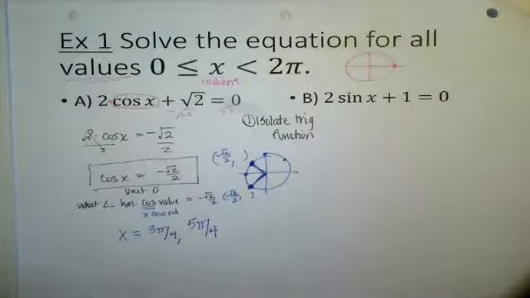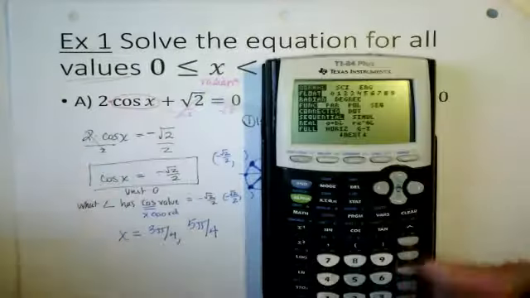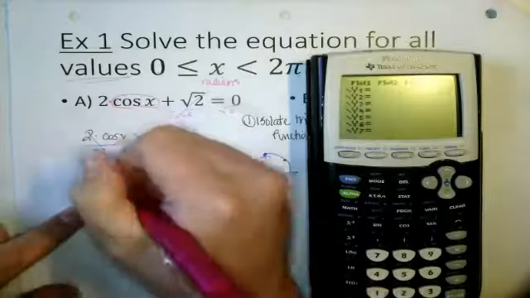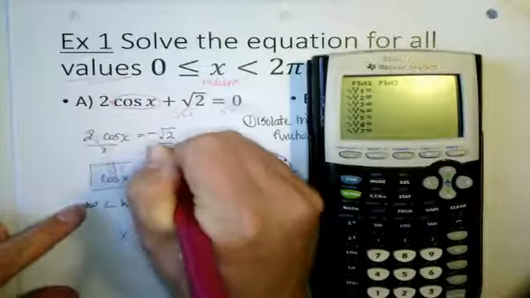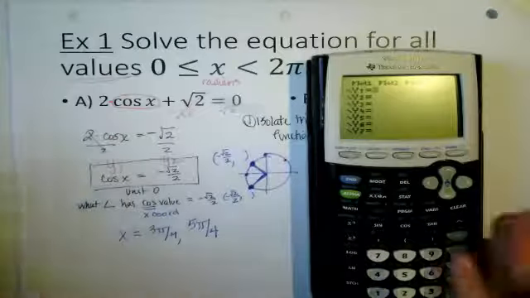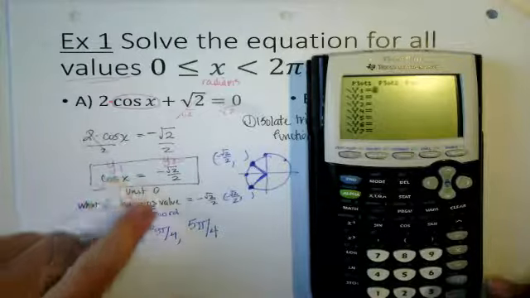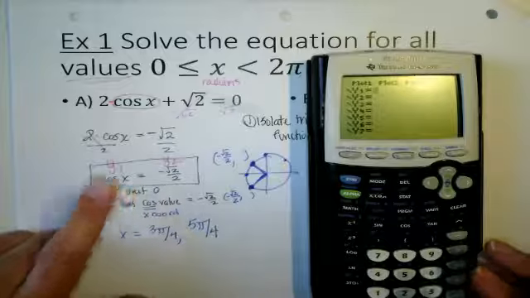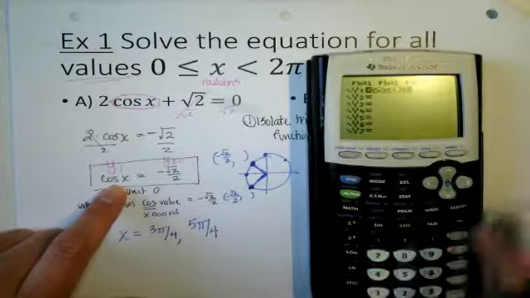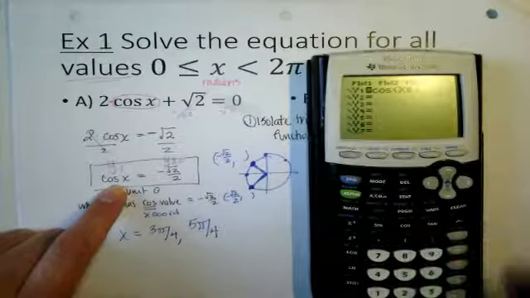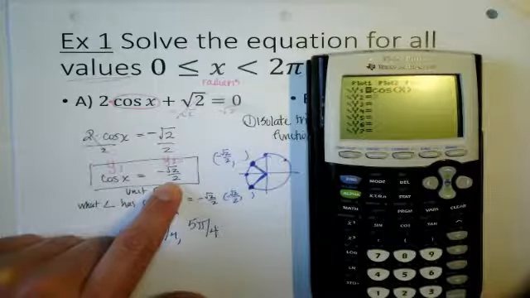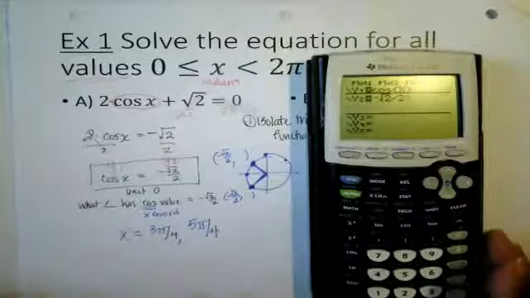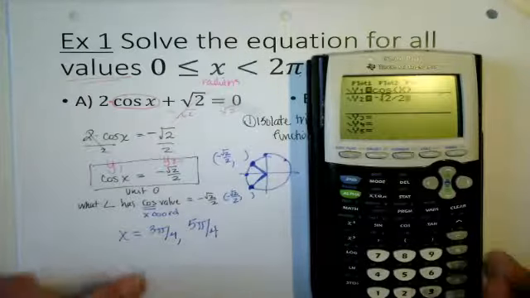So how do we know if we did it right? If you're in radian mode, once you get to this point, you can always use your calculator to double check. We're going to do this again later in degree mode, but I want to introduce it now. So once you've isolated your trig function, we're going to put the left-hand side in y1 and the right-hand side in y2.